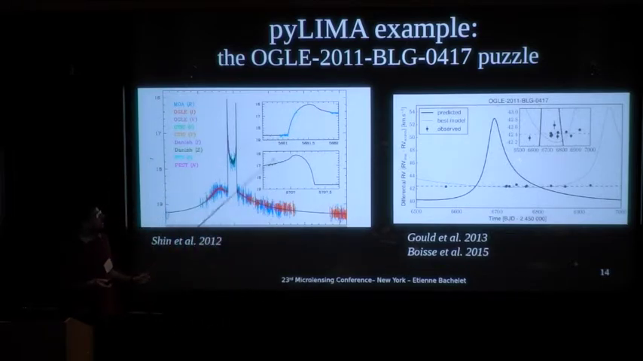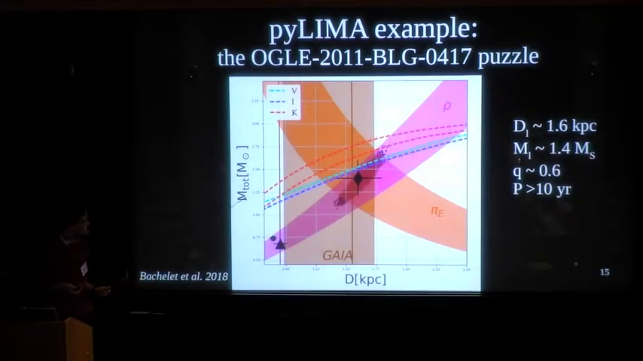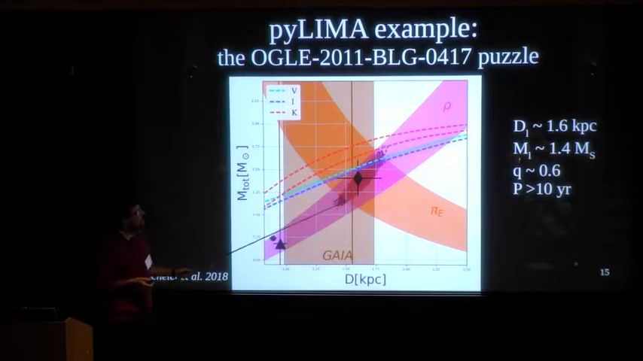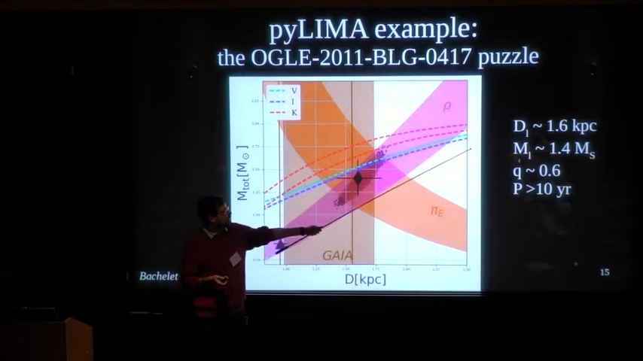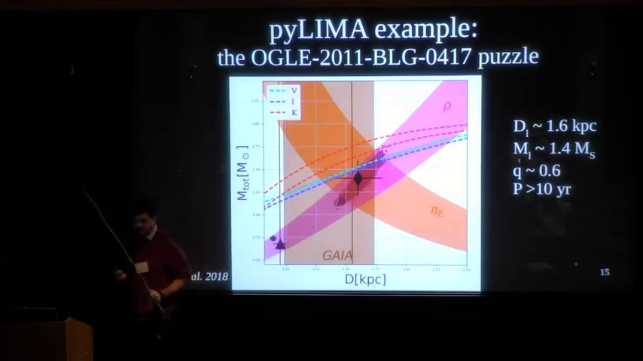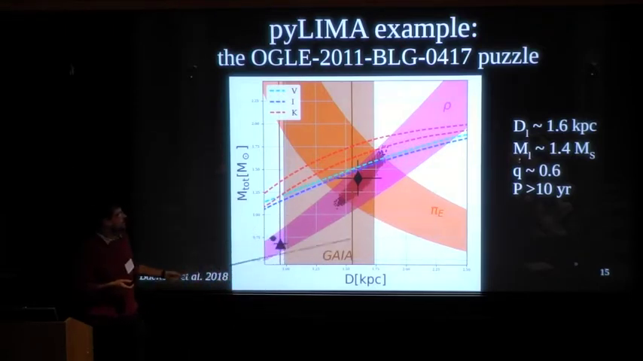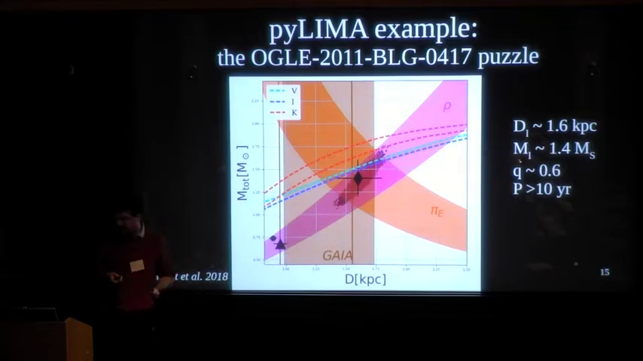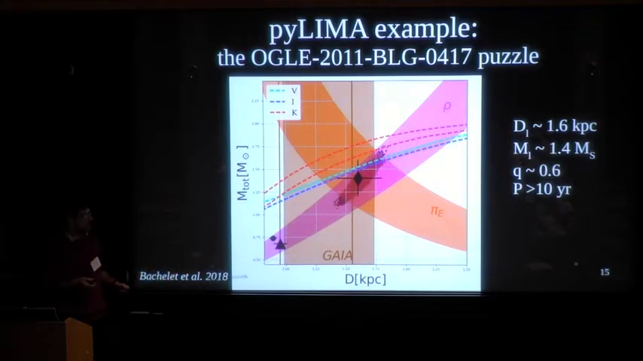So we decided, okay, let's try to remodel that with PyLIMA. And we found a competitive model, which is represented here, which is explained by a 2 times more distant and 2 times more massive binary lens. In this new model, the period is at least 10 years, so it's not very surprising that Boisse didn't measure any signal from their spectra.